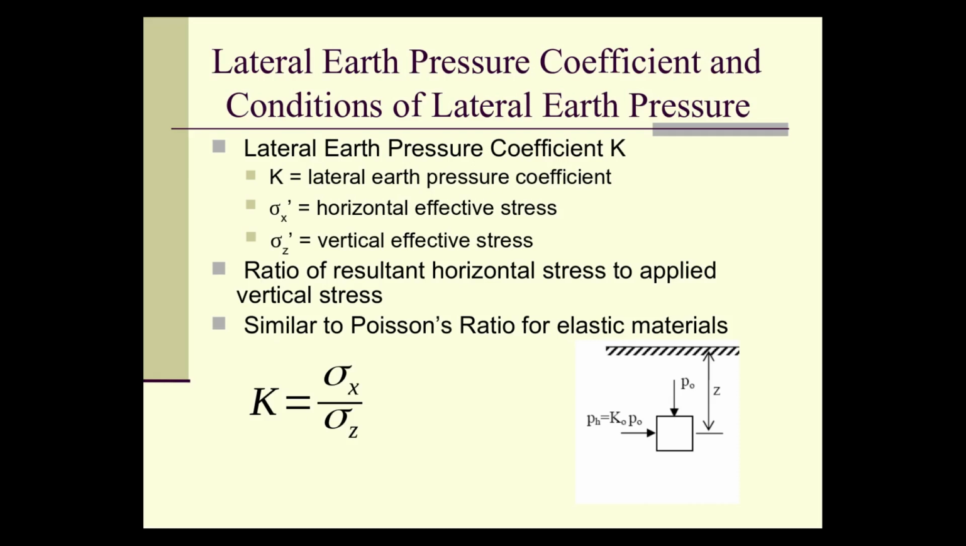Those of you who are thinking about mechanics of materials may think about other ways of measuring that, such as Poisson's ratio, and we're going to talk about the relationship with Poisson's ratio in limited conditions. But basically, without having to go into any other details, you must understand that K, the lateral pressure coefficient, is simply equal to the horizontal stress over the vertical stress.